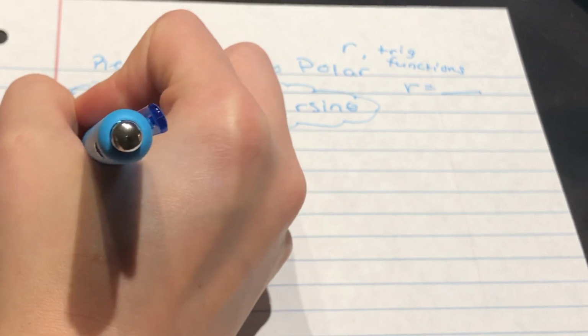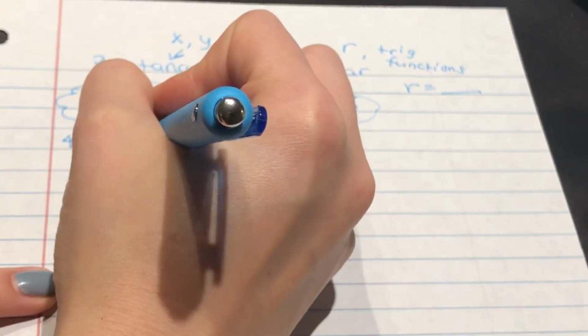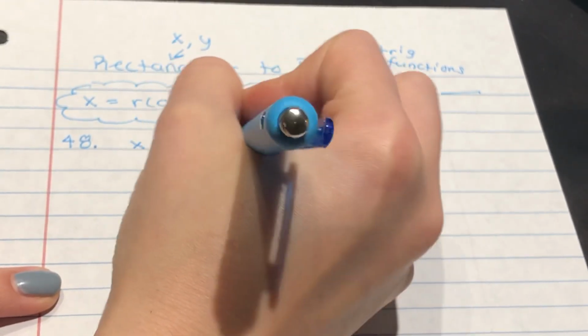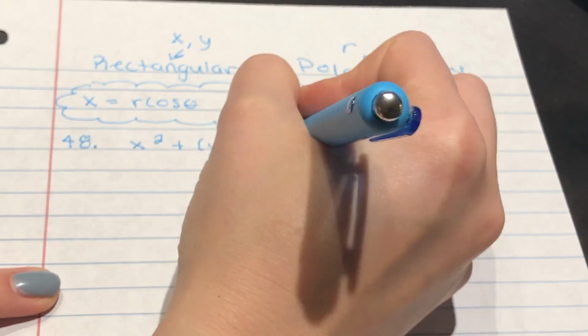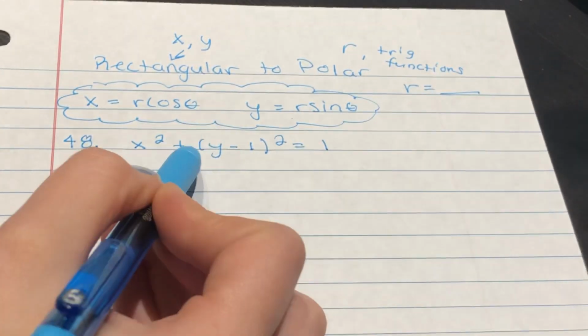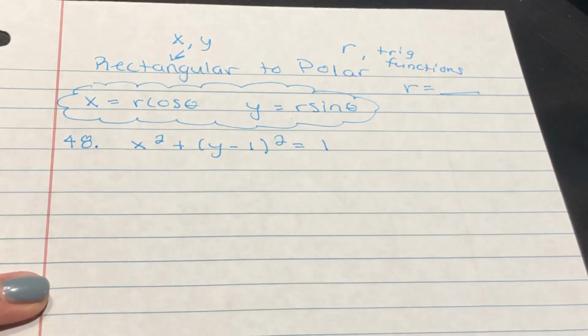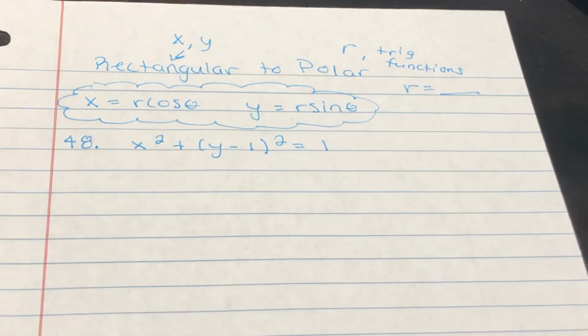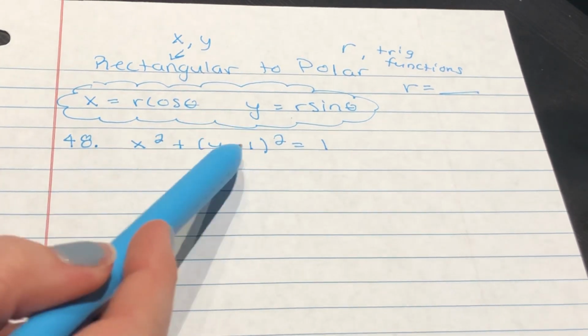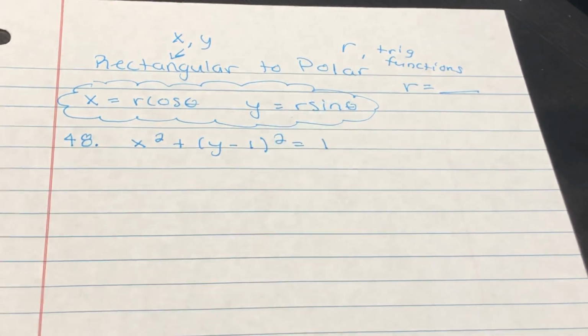So for 48, we got x squared plus (y minus 1) squared equals 1. This right here is in rectangular form. This is a rectangular form, a circle. It should look like a circle to you. You know, x squared, y squared. It's a circle at (0, 1), you know, radius of 1. So you should see that right off the bat. But we need to practice putting it in polar form.